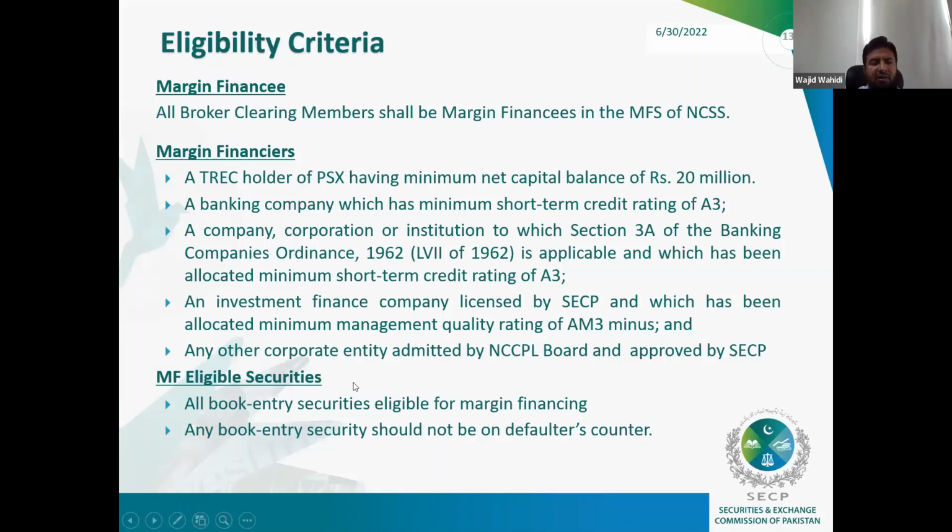Margin financing eligible securities. In MTS, there are certain criteria based on which certain margin eligible securities are selected. Whereas in margin financing, all book entry securities, all securities which have been traded in the stock exchange are eligible for margin financing because counterparty risk is there. So the financier will evaluate the capacity of the investor as well as the liquidity of the script. Based on that, it will extend finance. Any book entry security should not be on the defaulters counter. Defaulter counter segment securities will not be included as margin financing eligible securities.